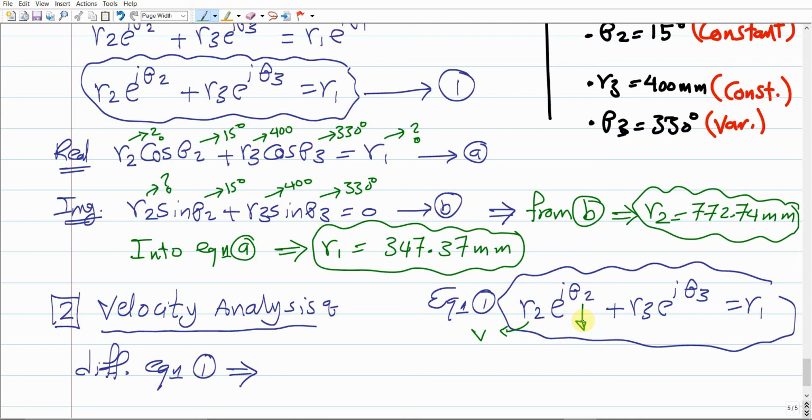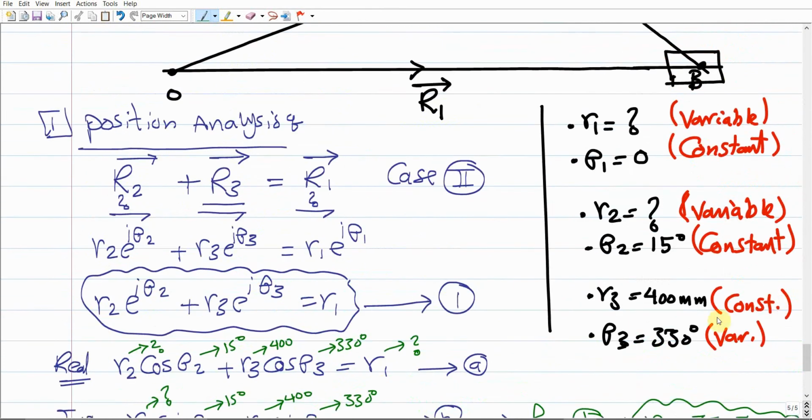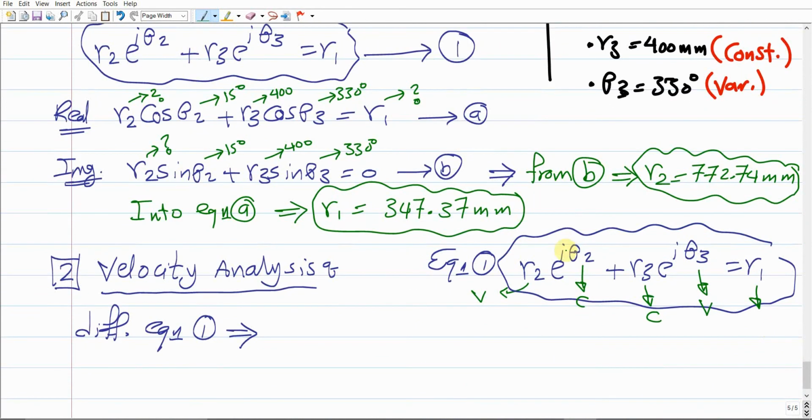Theta 2 is constant, so it's going to be C. R3 is constant, but theta 3 is variable. R1 is variable; R1 is already variable. Make sense?